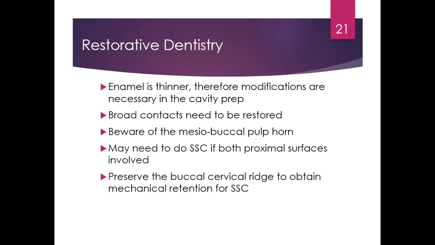So even if you think you can do a class 2 on a certain tooth, it may be more advantageous for you to move forward into an SSC, especially if it's encroaching on the pulp. You also want to preserve the buccal cervical ridge to obtain mechanical retention for a stainless steel crown, like I said before. And I believe Dr. Tibby covered that in her lecture as well.